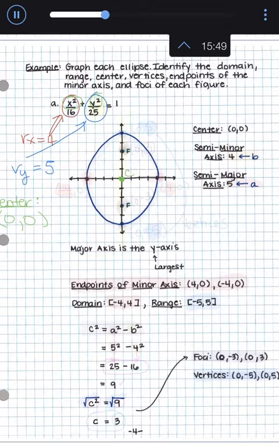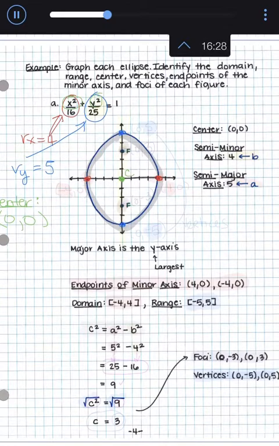Your radius for your x's was 4, so that means you're going to move left and right from your center, 4. Now your radius for your y's, which is your up and down, was 5, so you'd go up and down 5. And that's actually all you need to draw your ellipse. So you could draw in your ellipse by connecting all your dots. The only thing that doesn't really help you with is finding the foci.